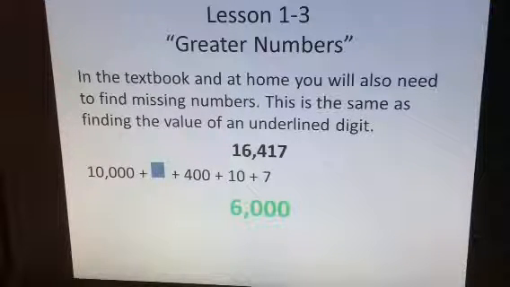In the textbook and at home today, you will also need to find missing numbers. This is the same as finding the value of an underlined digit. So for example, they will give you a number like 16,417, and then they'll give you the same number written in expanded form, but they'll put a blue box in as a mystery. You need to write what goes in that blue box. Here, for example, a 6,000 goes in the blue box because 6,000 is missing from expanded form.